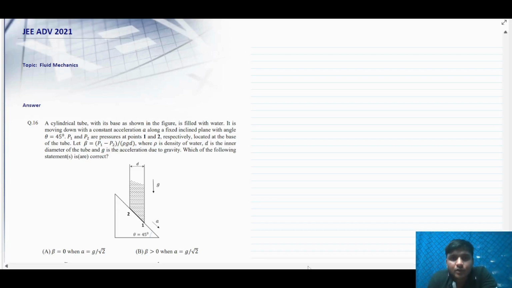Hello everyone. So today we are solving another question of JEE Advanced 2021. This is on the topic of fluid mechanics. So let's see how we can solve this question.